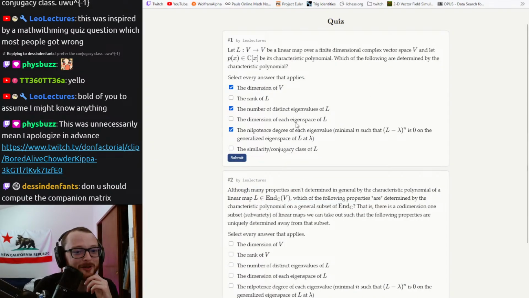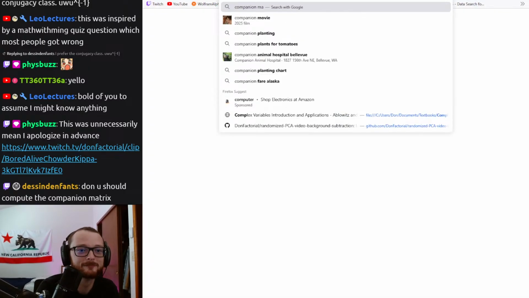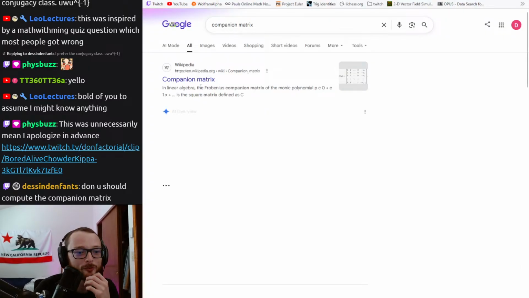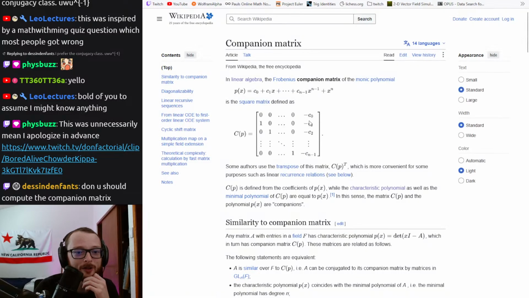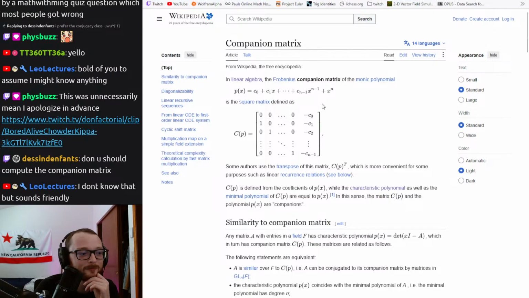I should compute. What is the companion matrix? Am I allowed to Google things in this quiz? Is it open internet? Too late? You don't know, but it does sound friendly. It reminds you of the companion cube in Portal.